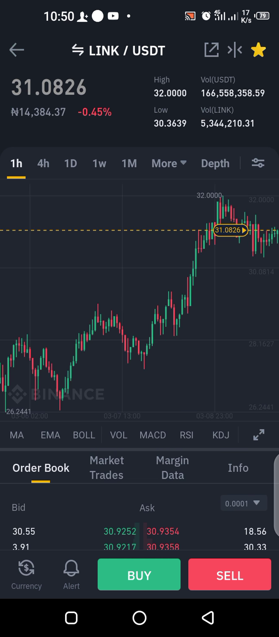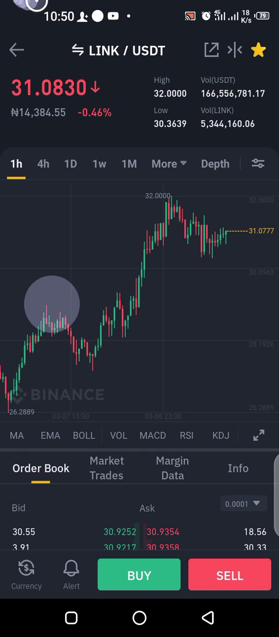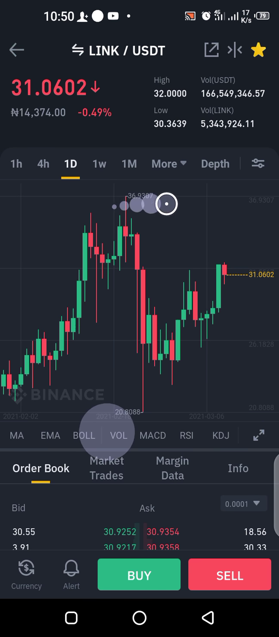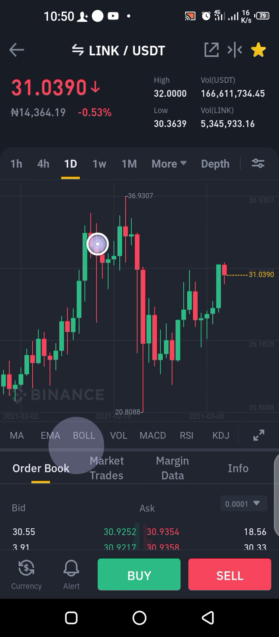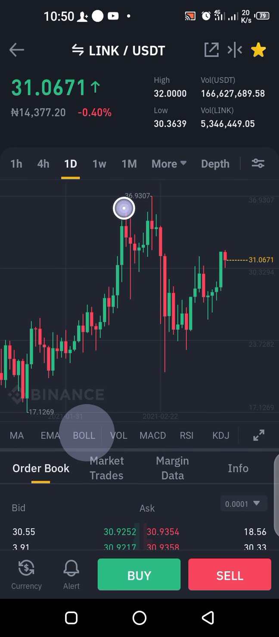Now, to get the higher level, you will need to switch to the daily or weekly chart. When you switch to the daily chart, you can see the higher level you'll be targeting is 36.9, and when that level is broken, you can expect the price to reach $40. That's it, guys. That's resistance and support level made simple for you.